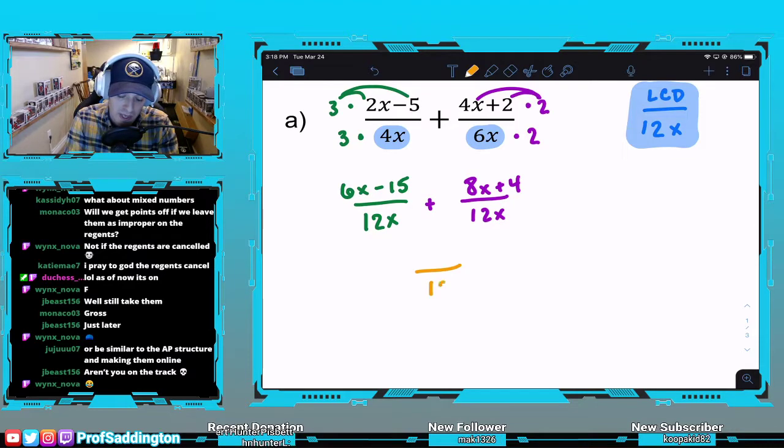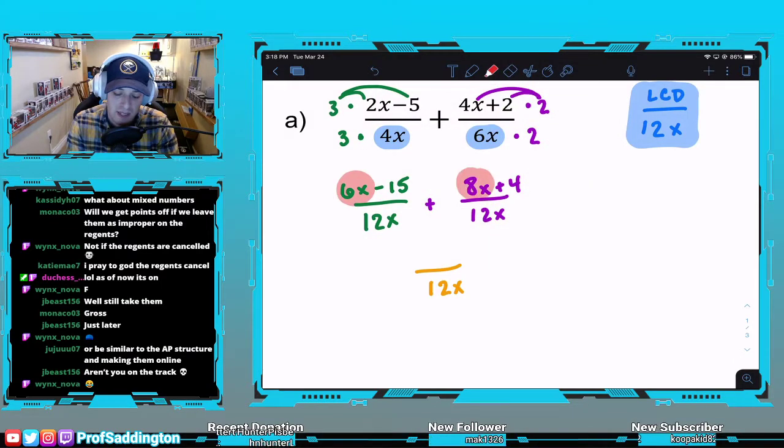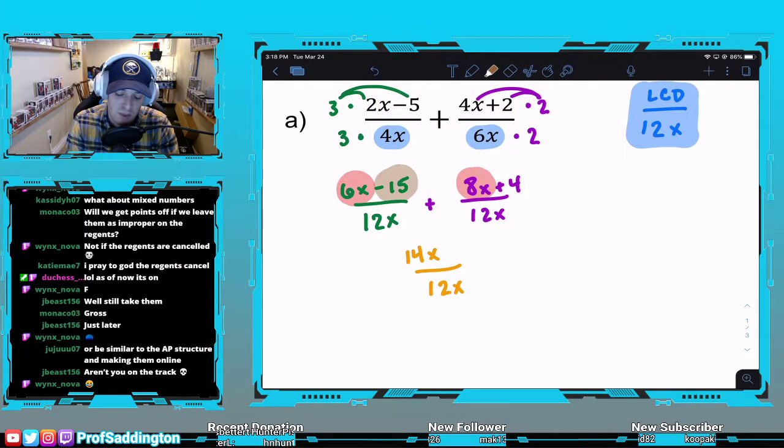If it will write, there it goes, 12x. And now we have to combine like terms on the top. So we got the 6x and the 8x that we can add together, which would give us 14x. And then we have, I already used blue. I used brown. You guys all love brown. Negative 15 and 4 would give us minus 11.